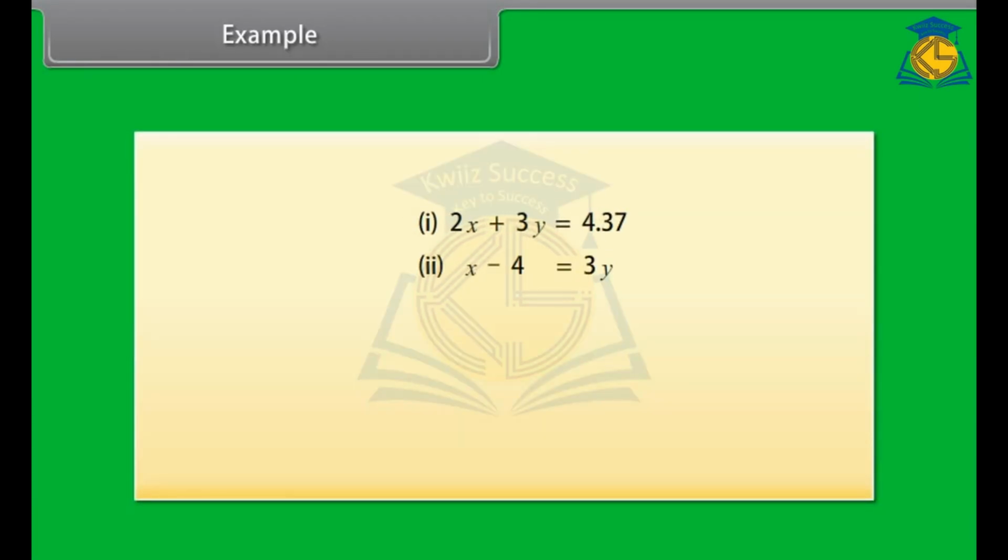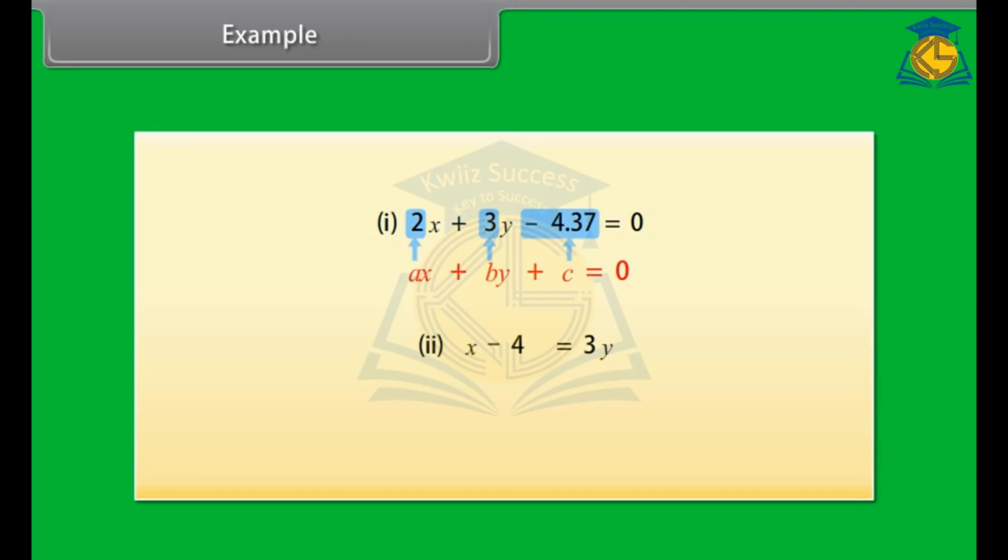Let's now write these equations in the form ax plus by plus c is equal to 0. The first equation can be written as 2x plus 3y minus 4.37 is equal to 0. Here a is equal to 2, b is equal to 3 and c is equal to minus 4.37. The second equation can be written as x minus 3y minus 4 is equal to 0. Here a is equal to 1, b is equal to minus 3 and c is equal to minus 4.